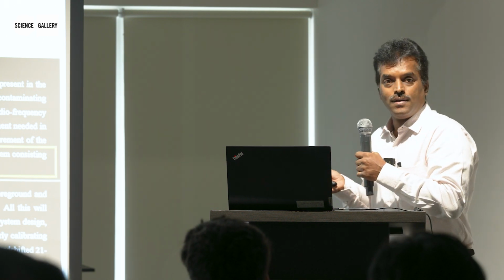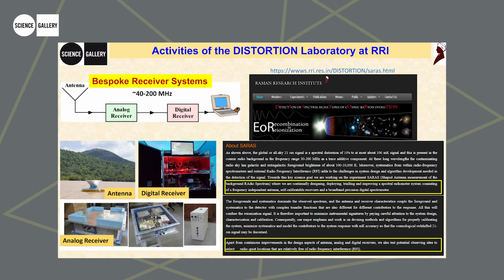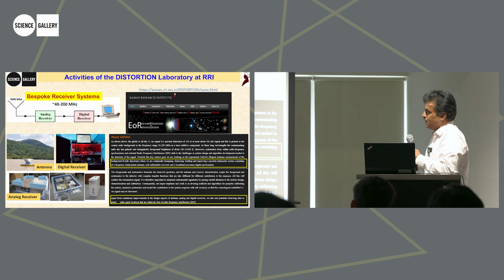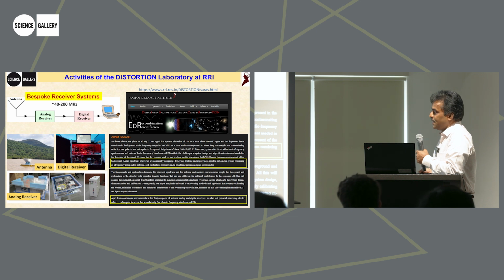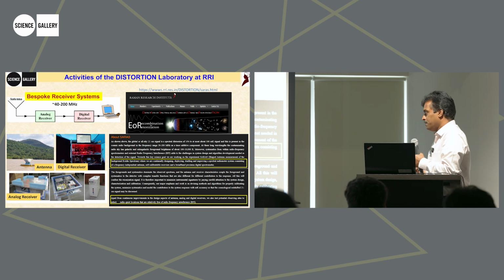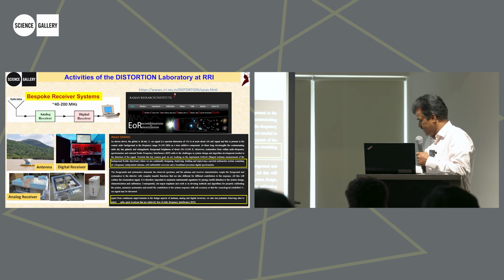So we all work together in the laboratory called Distortion Lab. One of the major aims of the lab is where we continually design, develop, deploy, trial, and improve a spectral radiometer, learning from previous deployments, factoring in whatever we understand from that, and then build a new system. That is one part. And the next part, like I mentioned, is we are always looking for potential observing sites where we can deploy. By potential observing sites, we mean sites which are relatively radio quiet and free of what we call radio frequency interference, that Saurabh referred to. I will be telling you more about this radio frequency interference.